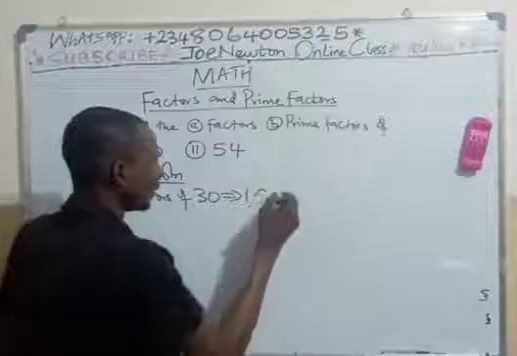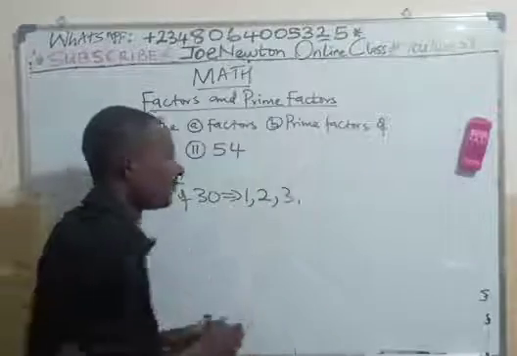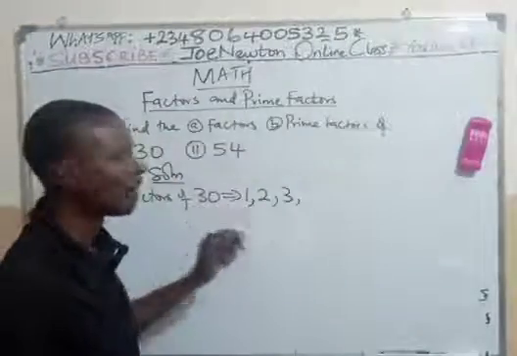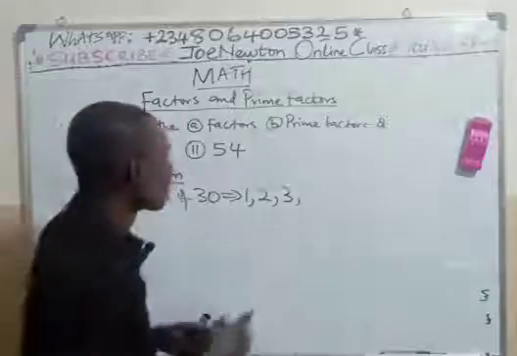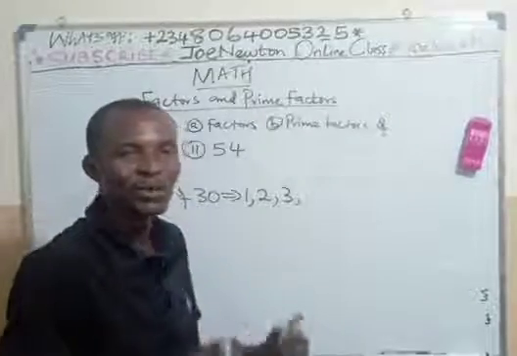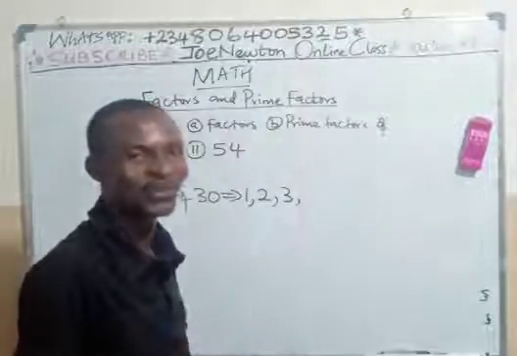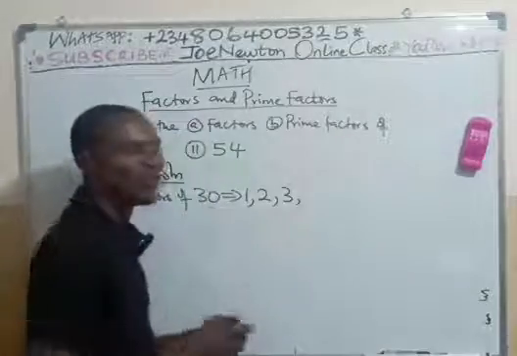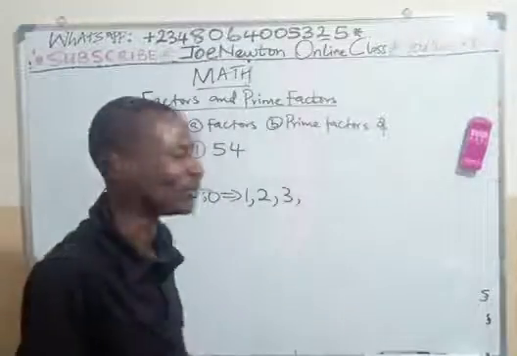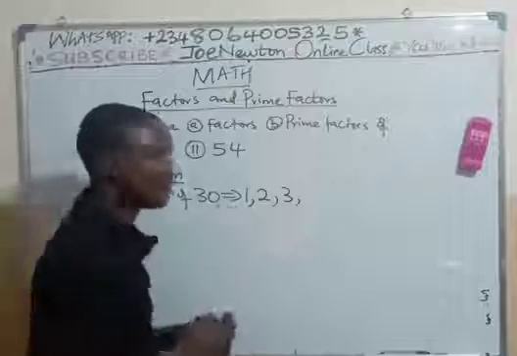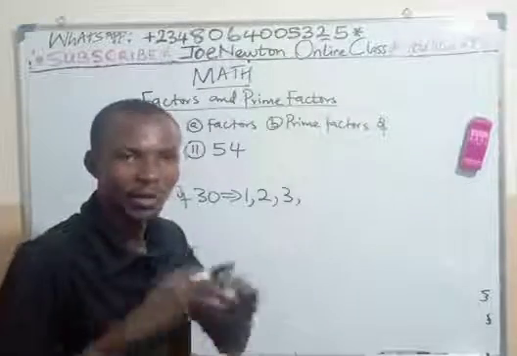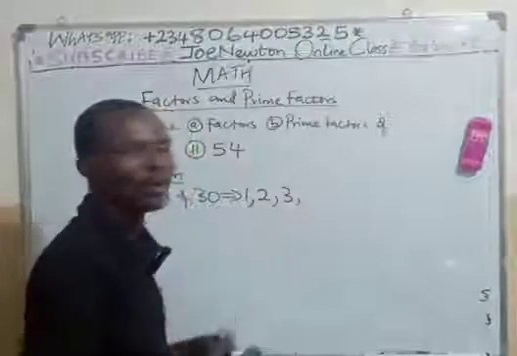Another number is 3. Because 3 divides 30 will give us what? 10. So once you know your multiplication table, you can easily find the factors. Then, because the opposite of division is what? Multiplication. So let's think of 4. Can 4 divide into 30 without remainder? No. So 4 cannot go in here.